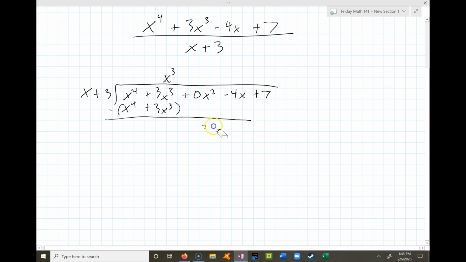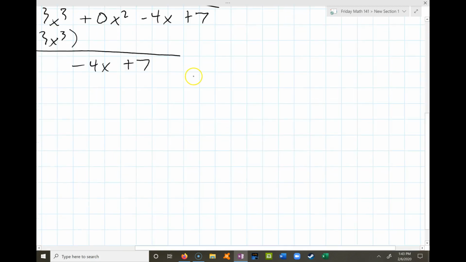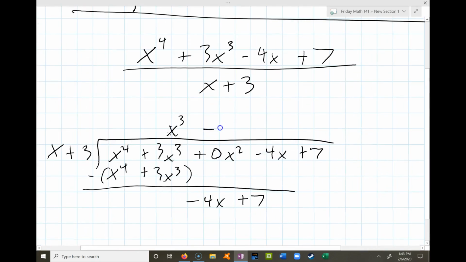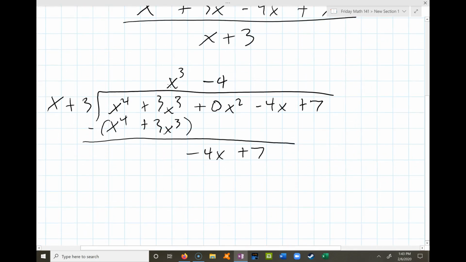Then I go to the next one and bring one more down. So what I really have here is negative 4x plus 7. I ask what times x equals negative 4x, and that would be negative 4. Negative 4 times x is negative 4x. Negative 4 times 3 is negative 12. Once again, we subtract: negative 4x minus a negative 4x is 0, and 7 minus a negative 12 is 7 plus 12, which is 19.